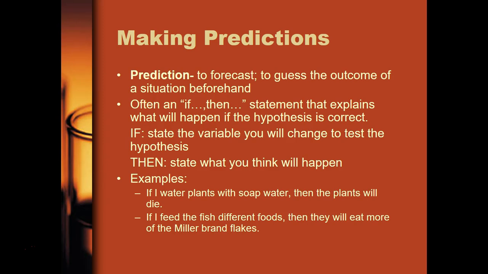So let's go back to the soapy water experiment with the plant, right? The question that I was asking is, does soapy water kill my plants? So if I'm writing a prediction for that question, I might say, well, if I water plants with soap water, then the plants will die, right? So I'm saying if, and then here's the variable that I'm going to change to test my hypothesis. So the soapy water. Then I state what I think is going to happen. Well, in this case, then the plants will die, right?